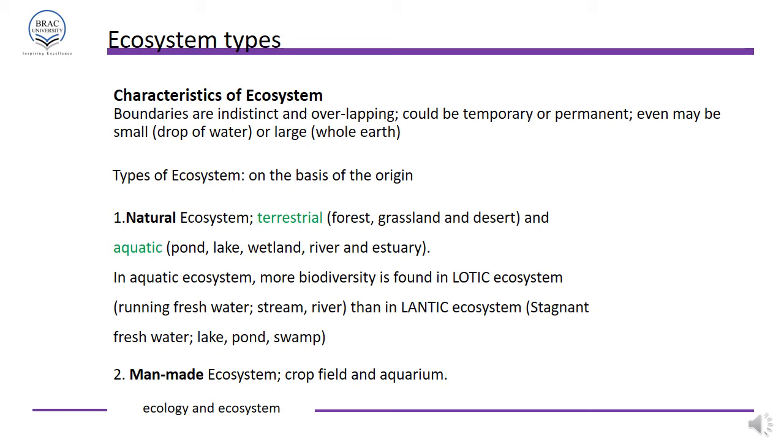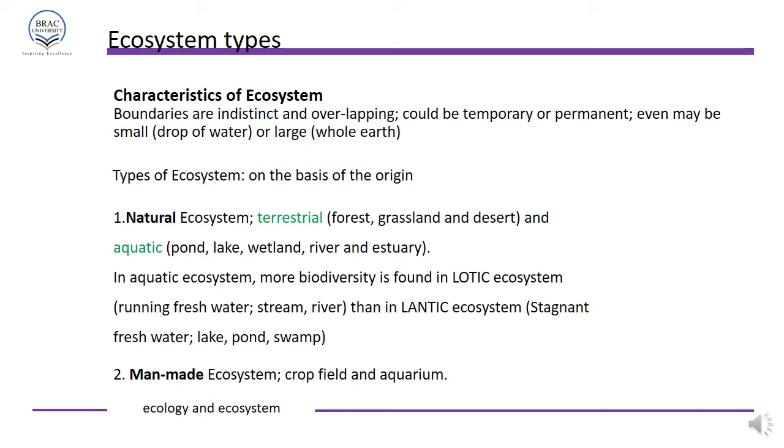Man-made ecosystems we can easily understand, like a crop field or an aquarium. This is a kind of man-made ecosystem. How is a crop field a man-made ecosystem? Because we always think about the monocropping system. For example, you are sowing maybe jute, or you are sowing corn. So this field of corn is created by human beings and is called a human-made ecosystem.